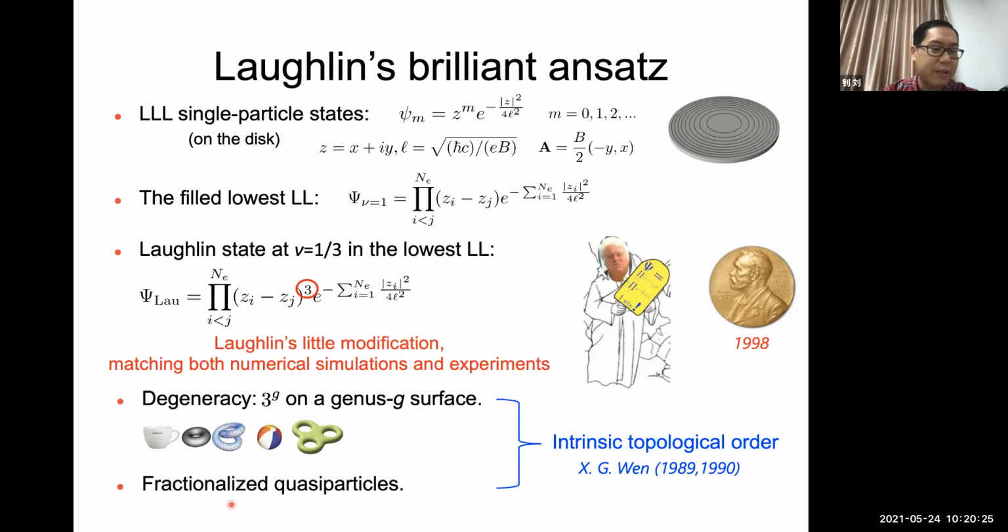Here, fractionalized means the quasi-particles carry fractional charge and they obey fractional statistics. The topological degeneracy and fractionalized quasi-particles are defining features of intrinsic topological order, which was proposed by Xiao-Gang Wen in 1990. So we know fractional quantum Hall states, including the Laughlin state, carry intrinsic topological order.